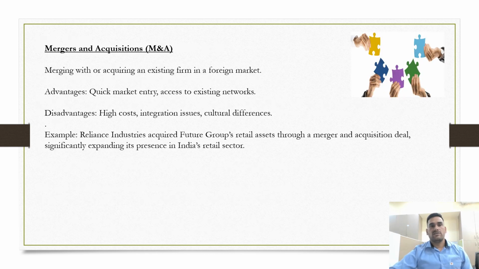So the next slide is merger and acquisition: merging with or acquiring an existing firm in a foreign market. The main advantages are quick market entry and access to an existing network. Disadvantages are high cost, integration issues, cultural differences. The main example is Reliance Industries acquiring Future Group retail assets through a merger and acquisition deal, significantly expanding its presence in the Indian retail sector.